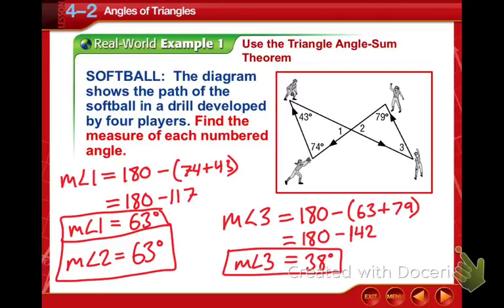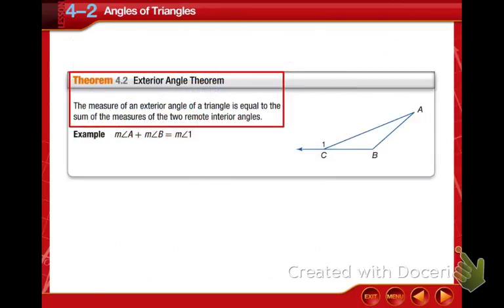There's the 3 missing angles we have. The exterior angle theorem: the measure of an exterior angle of a triangle is equal to the sum of the measures of the 2 remote interior angles. Remote interior angles are the angles on the opposite side from where that exterior angle is. So here, angle A and angle B are the remote interior angles. You add their measurements up, and you get the measurement of angle 1, the exterior angle.